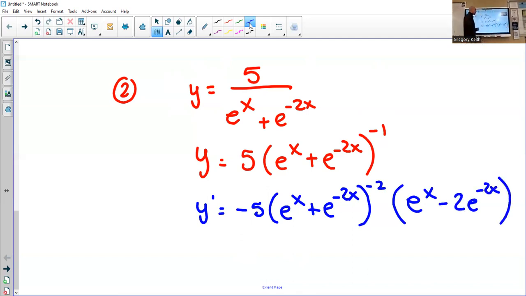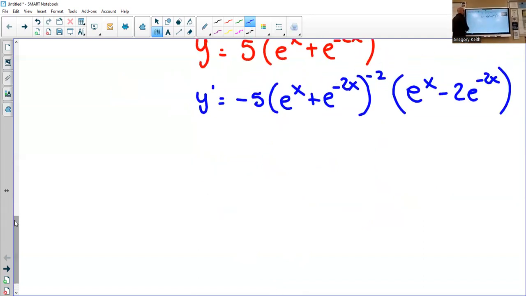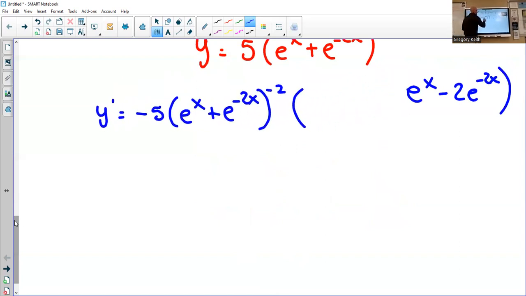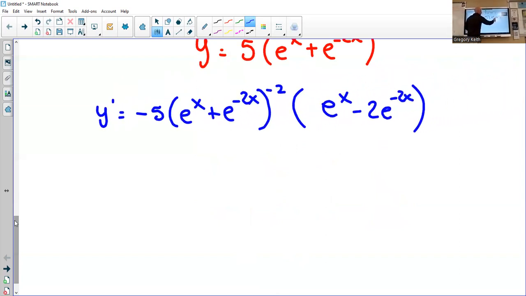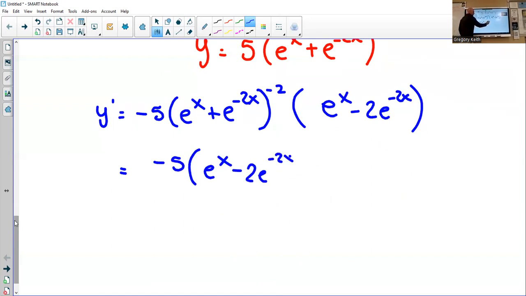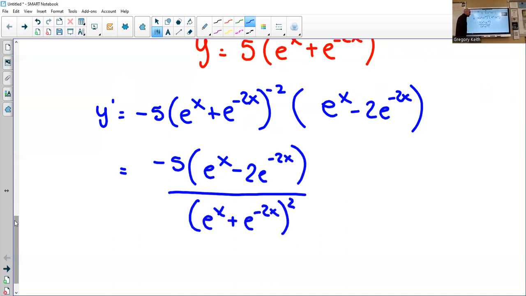Good. And so if we wanted to rewrite that as a fraction, which we can, bring this over here. I can just rewrite this as negative 5 times e to the x minus 2e to the negative 2x, all over e to the x plus e to the negative 2x, squared. And there's really not much I can do with that. That's simplified as much as it can be simplified. So that would be our final answer with that. Okay.